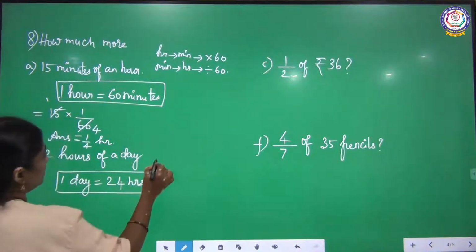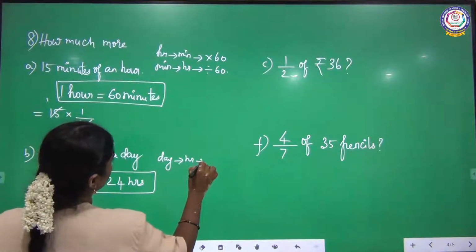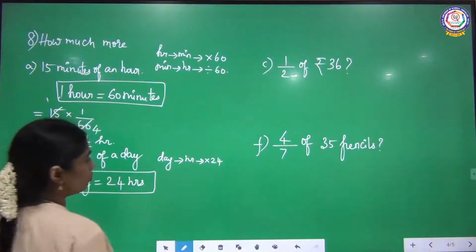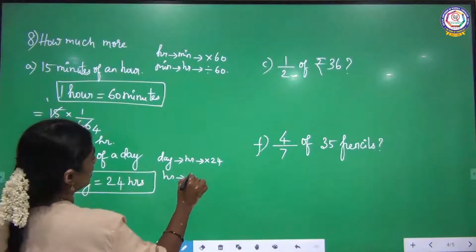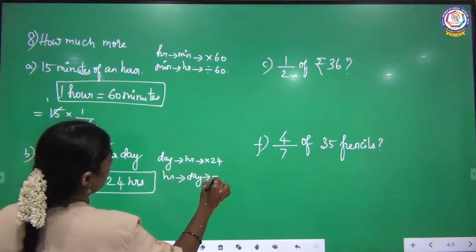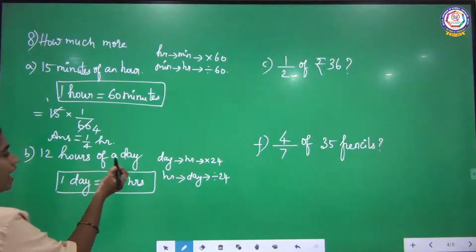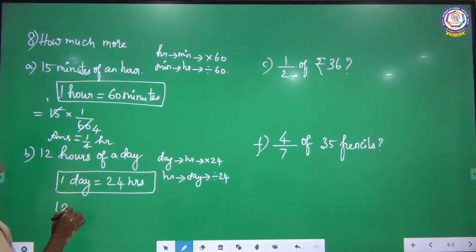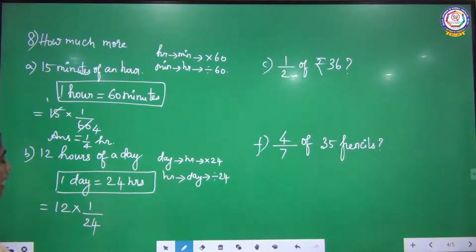Same thing here, day, I am going to convert that into hours, so I am going to multiply by 24. Here, hour, I am going to convert into day. So what do I have to do? Divide by 24. So 12 hours of a day is 12 into 1 by 24. Can you clear this? Day to hours means I multiply. Hour to day means I divide.